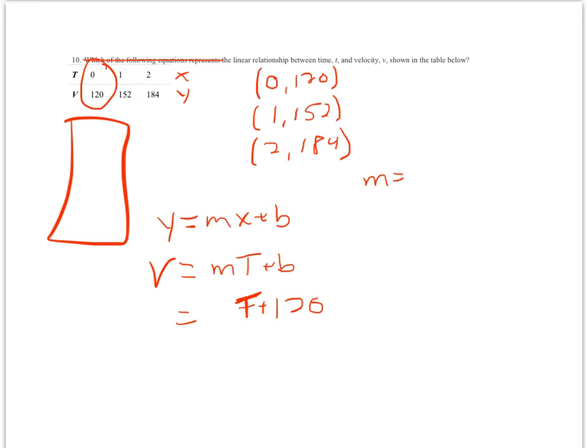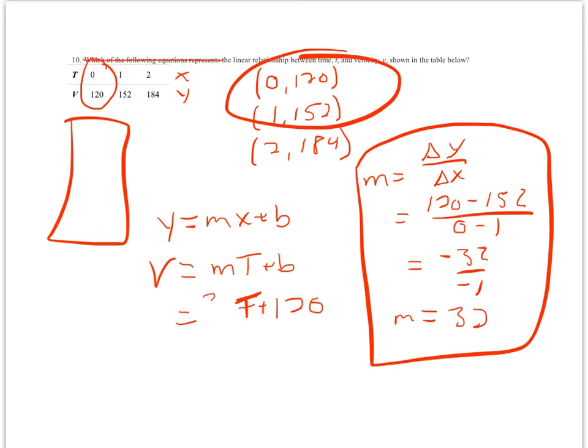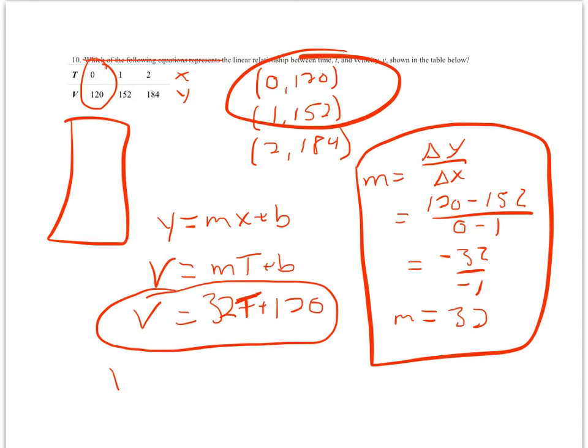To find m, use the slope formula, which is delta y over delta x. Subtract your y's over subtract your x's. Pick 2 ordered pairs, doesn't matter which ones. Subtract the y values over subtracting the x values. We get the slope of this relationship is 32. Therefore, the velocity is 32 times t. Let me write that out a little bit better. Plus 120. This is a t, not a plus.